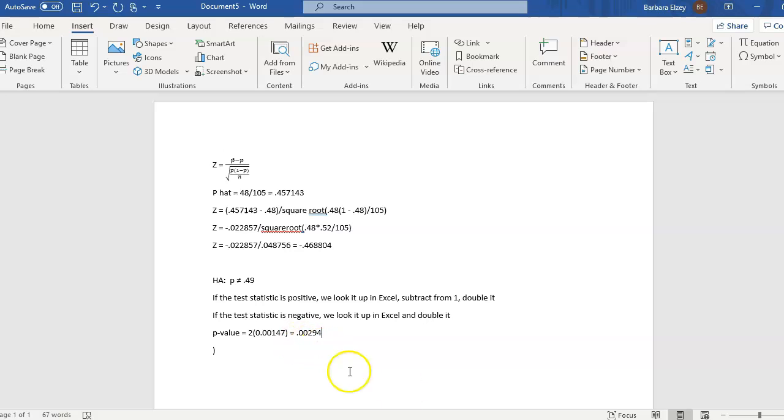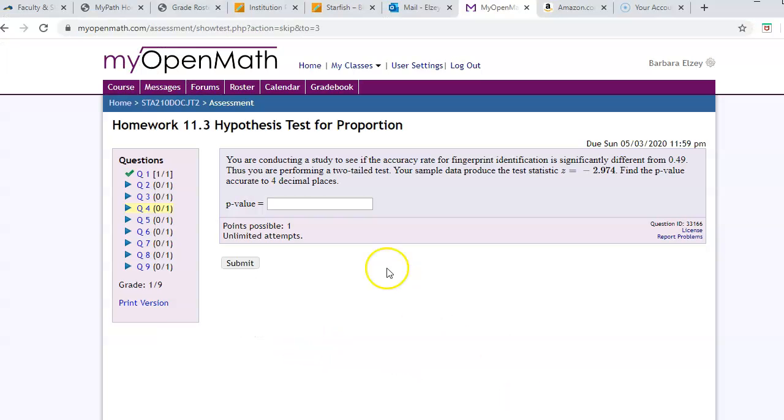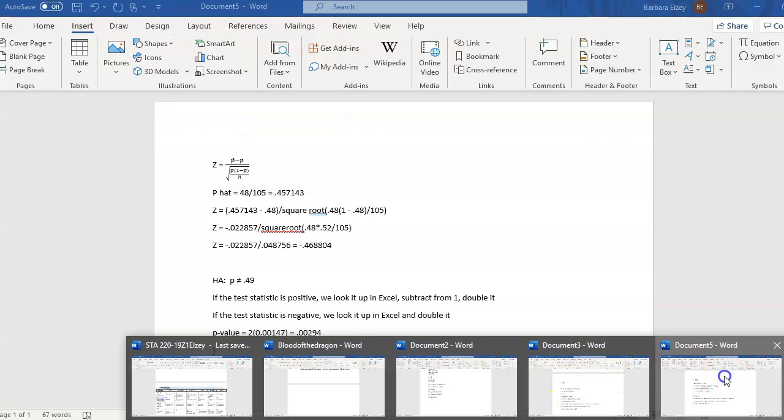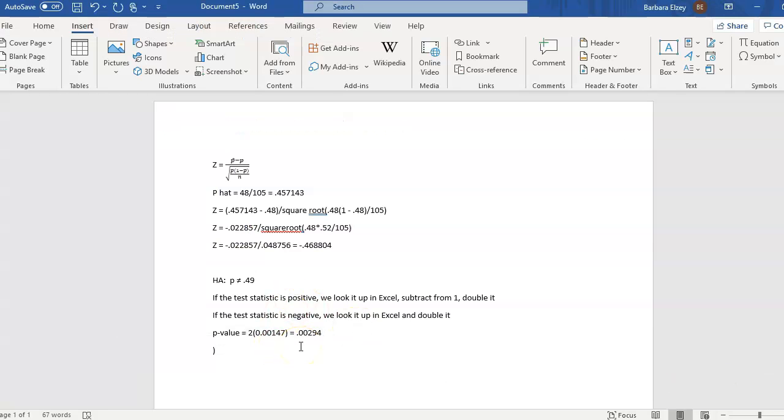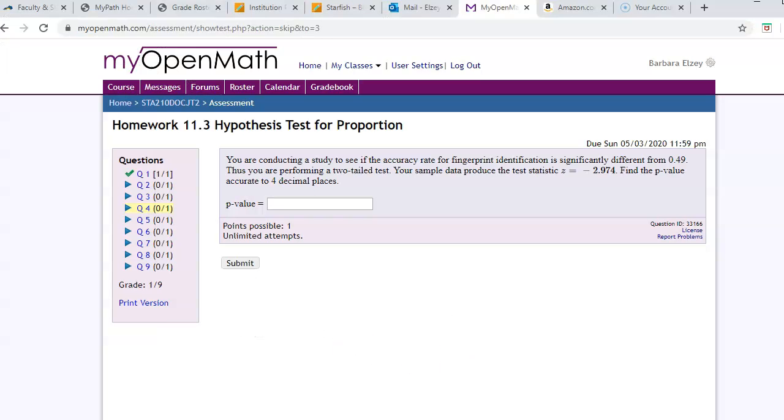All right, so let's report this to how many decimal places? Let's see. 4 decimal places. So going back for a second, if I round this to 4 decimal places, it's 0.0029. And there we have it.